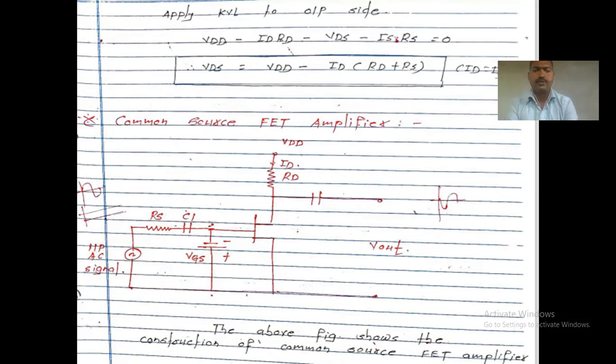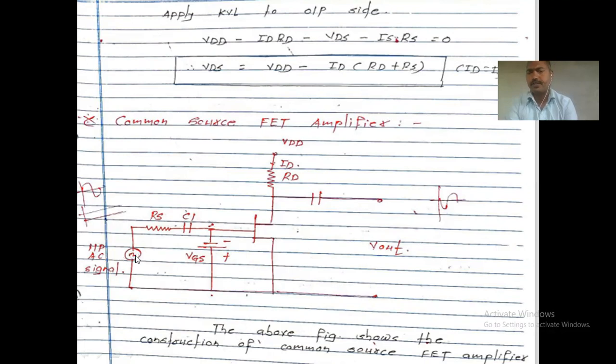See, the above figure shows the circuit diagram of a common source FET amplifier. Why is it called common source? We know that a field effect transistor has a gate, a drain, and a source. Gate, drain, source. These are the three terminals of a field effect transistor, right? So we are applying the input AC signal.